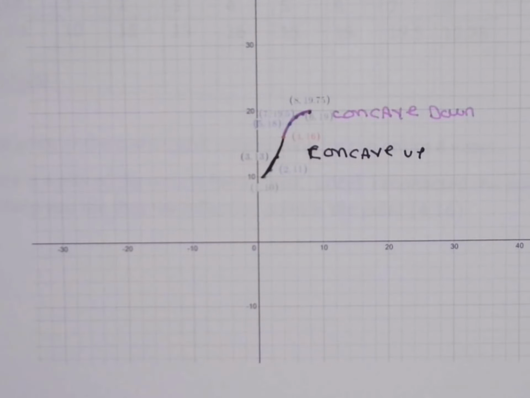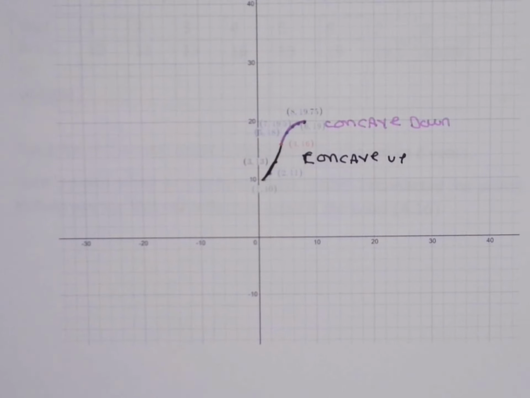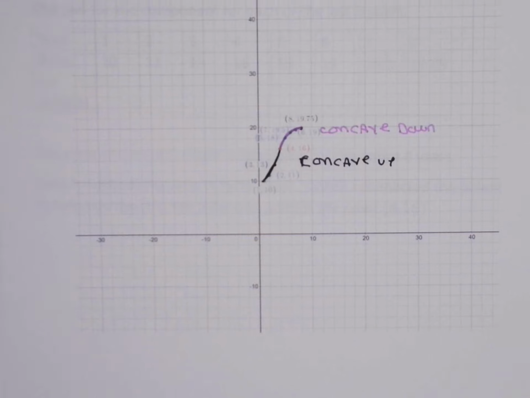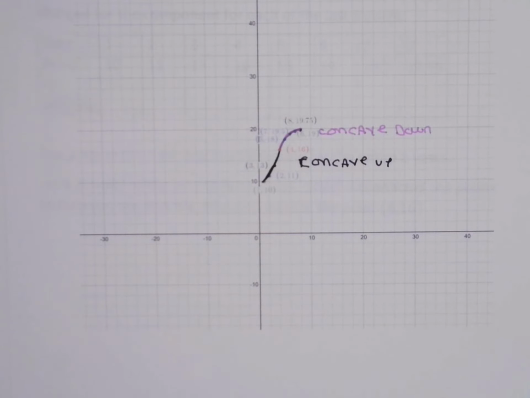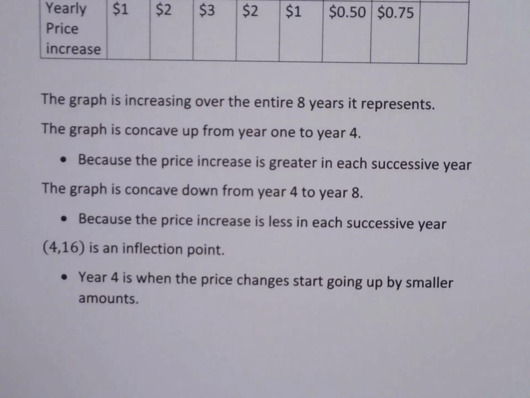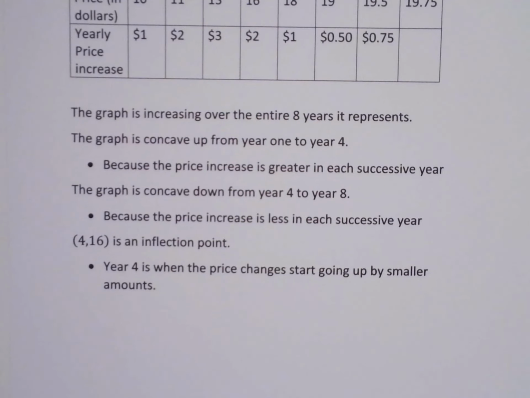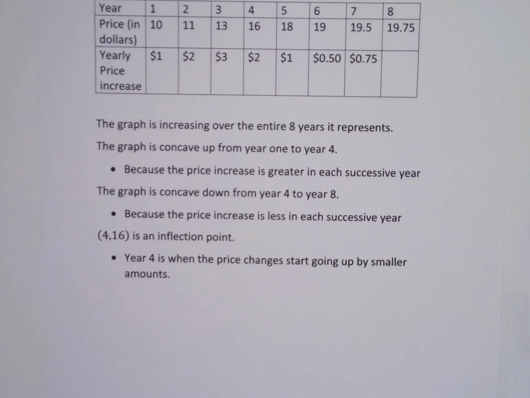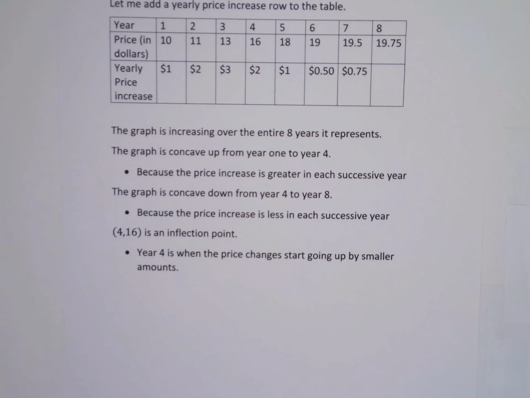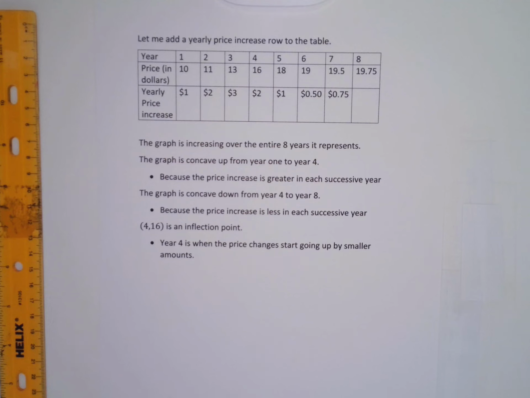Let me show you visually, in my table, why that inflection point happens there at the 4th year. So I took the data that gave me the year and the price in dollars, and I made a third row. That third row is the amount of price increase each year.